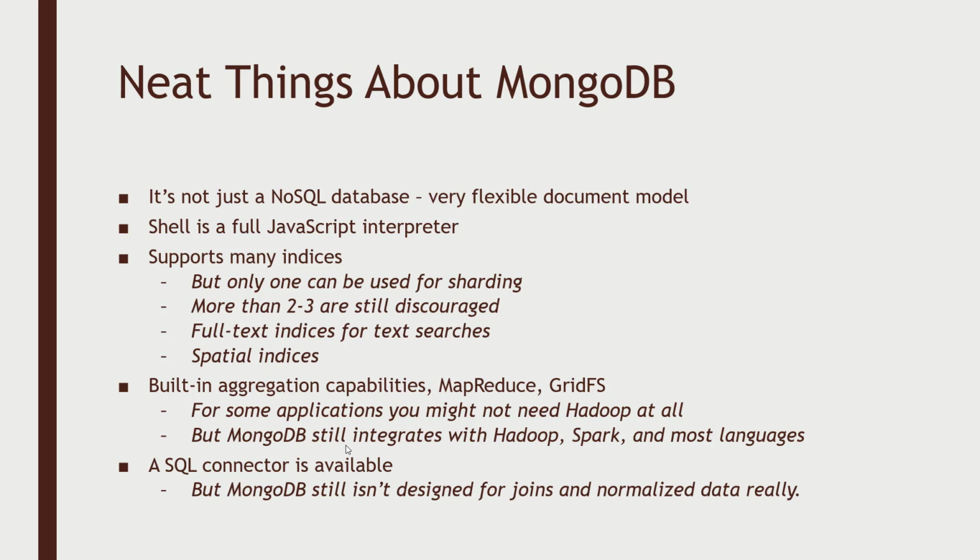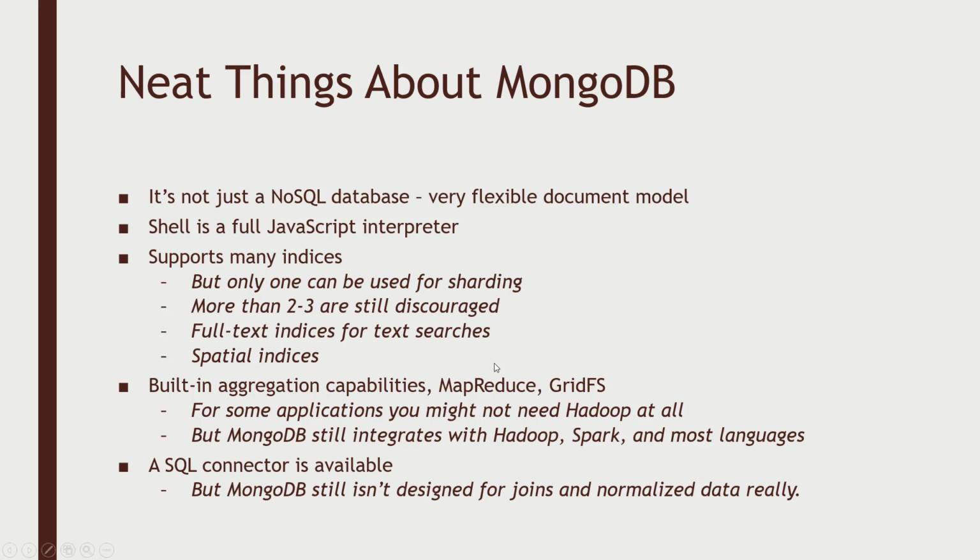It also supports many indices, although you're still discouraged from doing more than 2 or 3 in a given collection, and you can only have one that's used for sharding. But you can actually set up things like full text indices for doing efficient text searches across MongoDB. So again, MongoDB is really a good choice for things like storing big documents of information or text. You can also have spatial indices where you can actually do searches across latitudes and longitudes, for example, and try to figure out what database objects actually intersect a given position, which is kind of a neat feature.